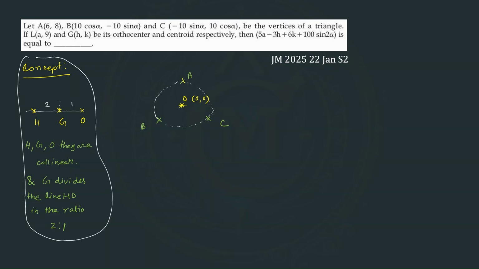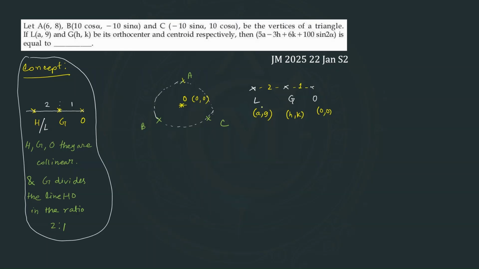Now some information is given about this L. L is nothing but the H. So we draw the Euler line here. This is G, this is O, this is L. In our case, the orthocenter is L. So the coordinates of this orthocenter are (a, 9), the circumcenter is (0, 0), and the centroid is (h, k). Now this ratio is 2 is to 1, so we can apply the section formula here.